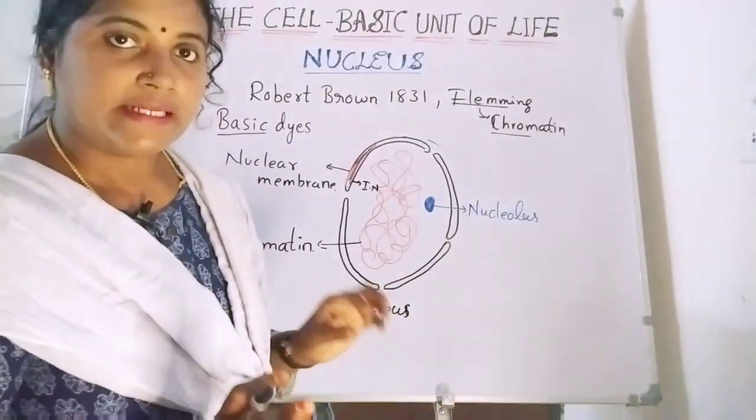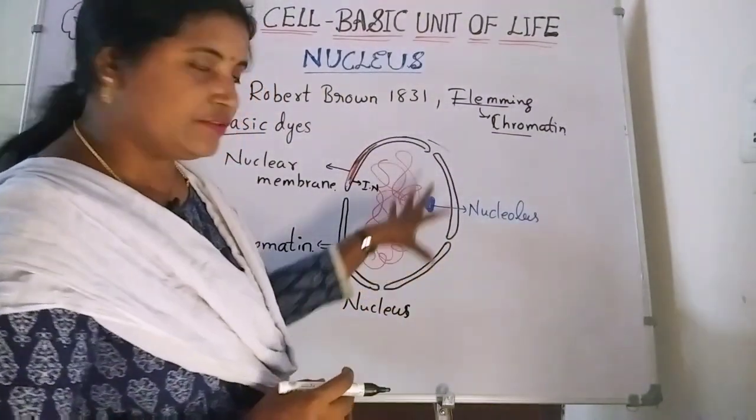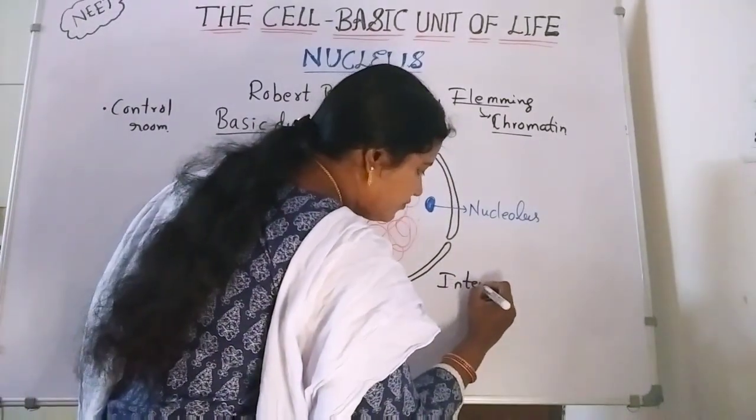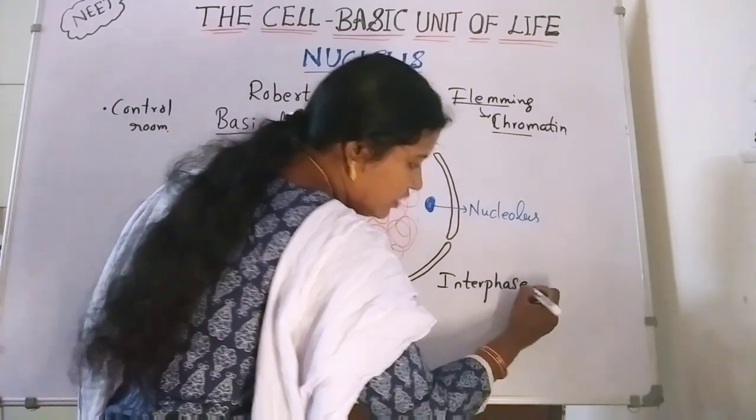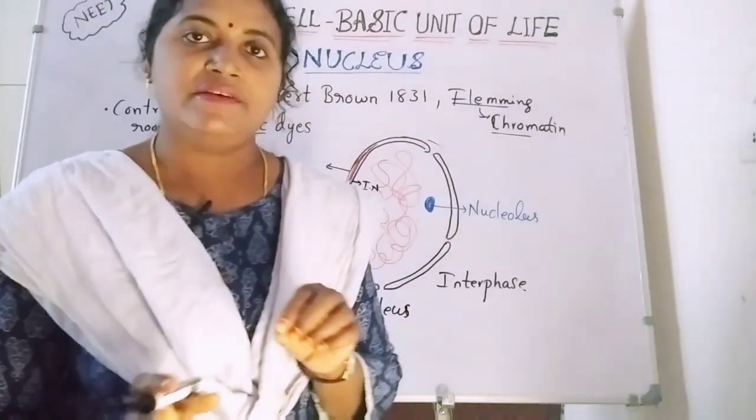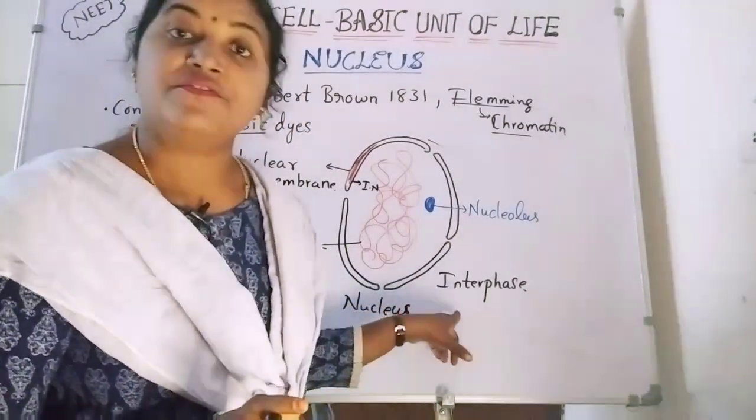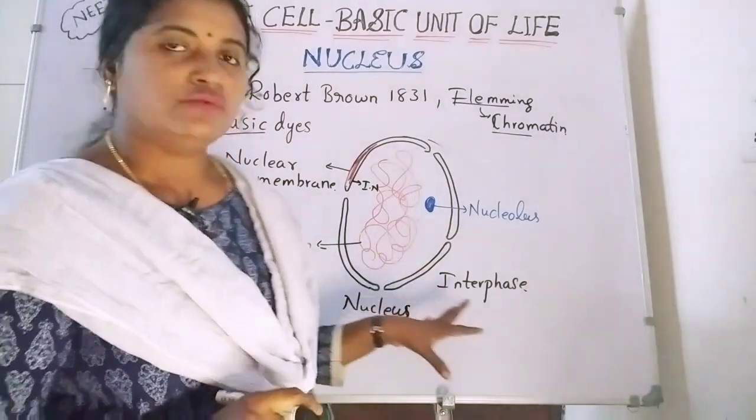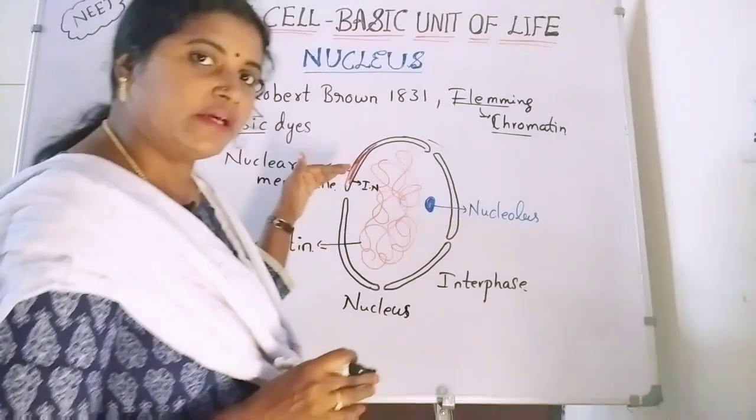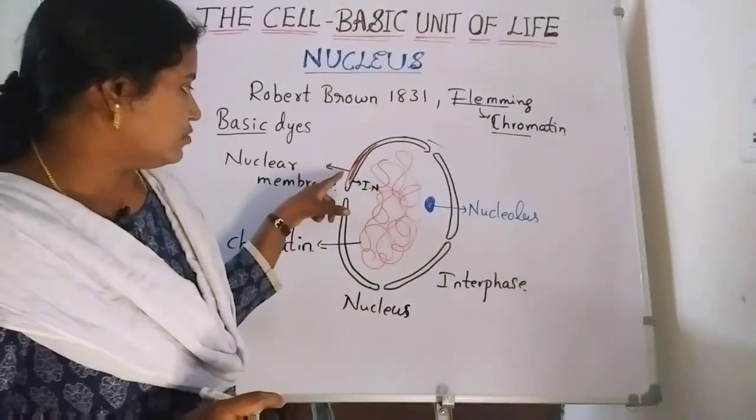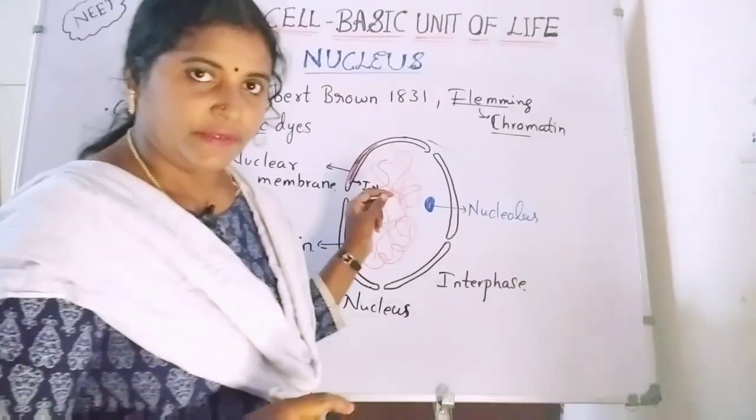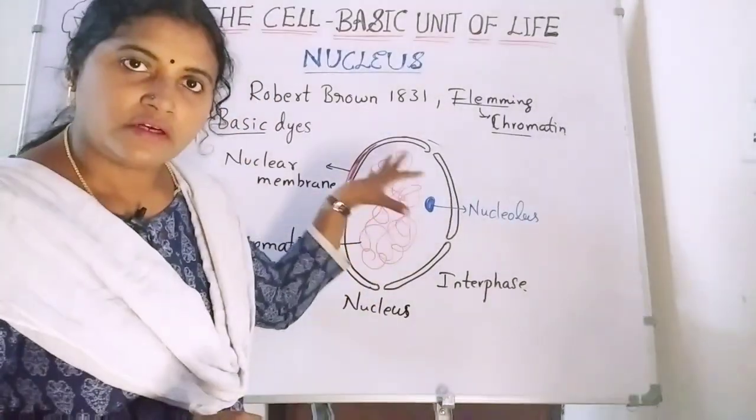Now we'll see the detailed structure of the nucleus. This nucleus, whatever you are seeing, is the interphase nucleus. Interphase nucleus means a nucleus which is not involved in cell division. This nucleus is surrounded by two membranes, the outer nuclear membrane and the inner nuclear membrane. Inside it contains the chromatin.